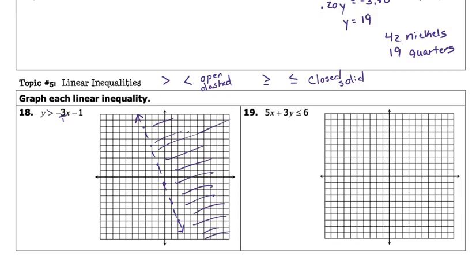So this is where we were practicing shading. So any of these places would absolutely work. If you wanted to use this coordinate, that works. This coordinate here works. These are all solutions to our inequality.